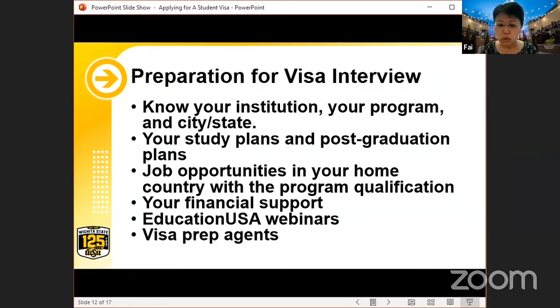So you should go to the school's website to find out about the institution. So I'll use my school as an example. Wichita State is famous for its engineering program. So when a visa officer asks you, why do you choose Wichita State University? You will say, because they have a really good engineering program. And you can also say that it's a very affordable school. It only costs $30,000 for everything in a year.